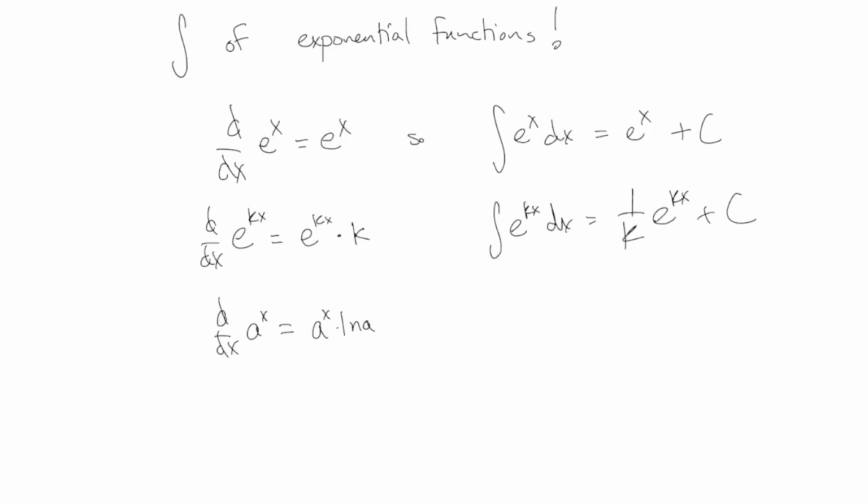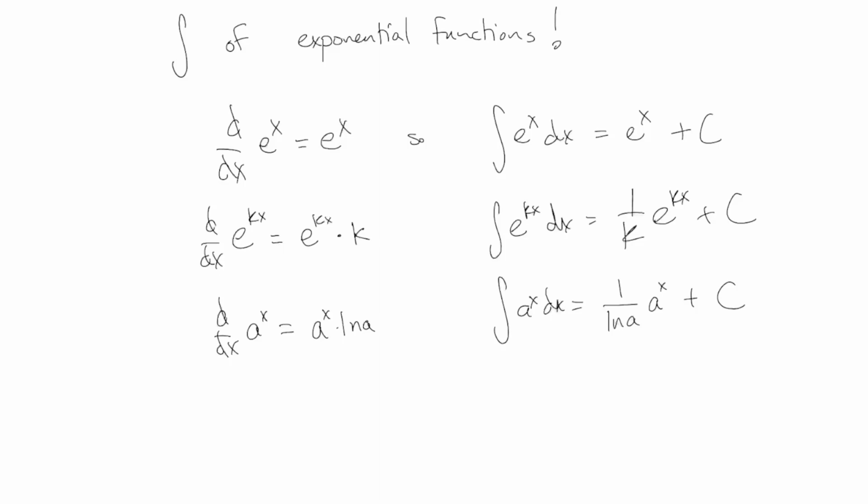It says when you take the derivative of a to the x, you get the same thing, but you got to multiply times ln a. The antiderivative is the other way around. It will say you get the same thing, but you got to divide by ln a. So the integral formula for that, a to the x dx is 1 over ln a times a to the x, plus c, of course, as always.